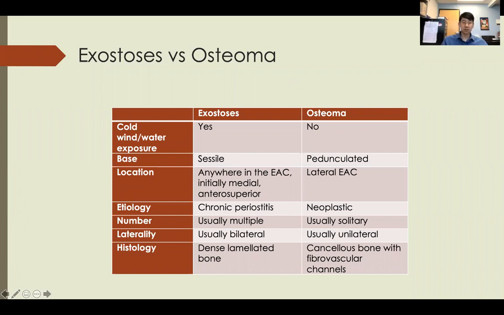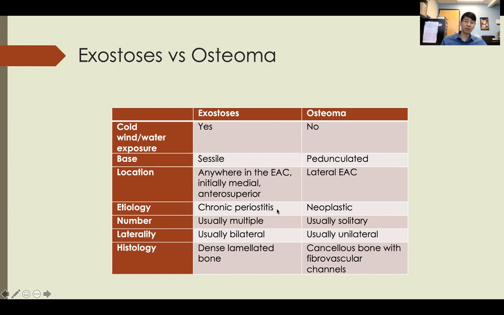So, exostoses versus osteoma. Exostoses is thought to be caused by cold, wind, and water exposure, surfer's ear, versus osteoma, which is not related to that. Exostoses are sessile, broad-based, whereas osteoma has a very narrow base, and sometimes you can just chip off an osteoma and be done. Location can be anywhere, but initially it starts in the medial canal for exostoses, in the anterior superior area. Osteomas are more lateral.